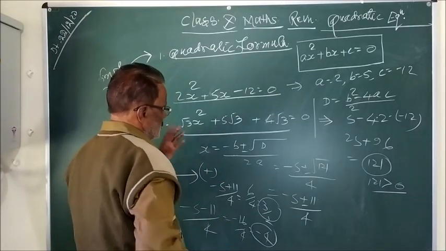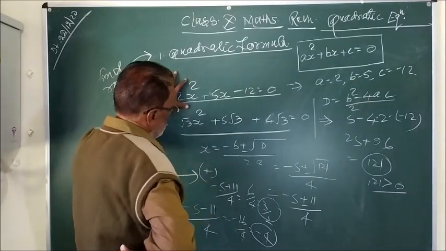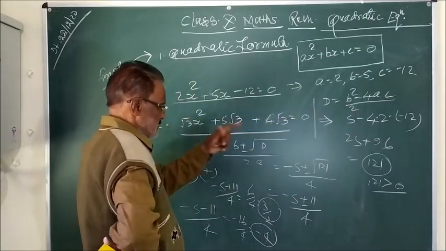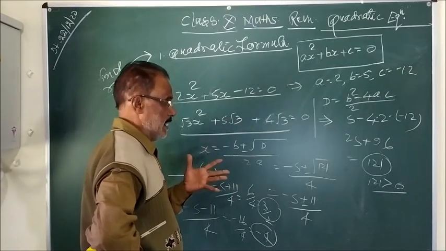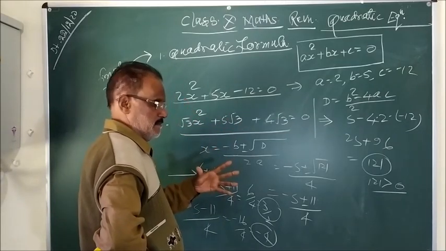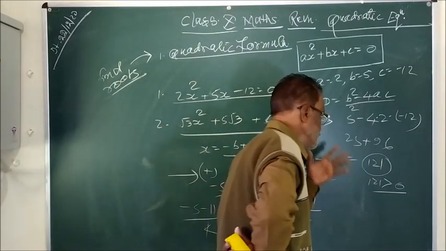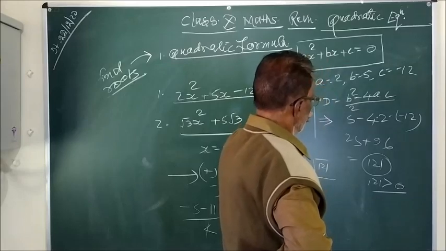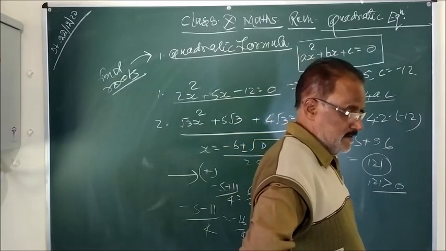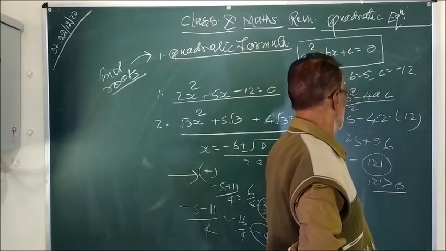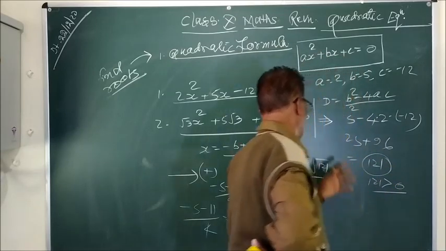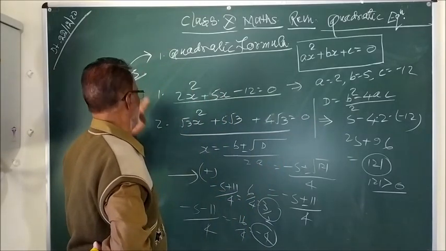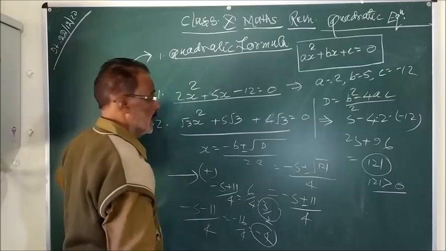So what did you observe in this solution? First of all, finding the discriminant is a step that is necessary only where the question asks whether the equation has real roots or not. In that type of question, you have to first find the discriminant. Without finding it, you can solve here because it is already given: find the roots, which means roots exist.